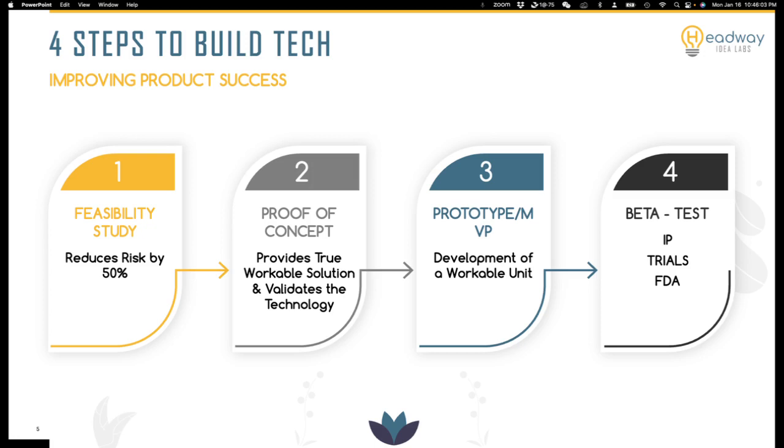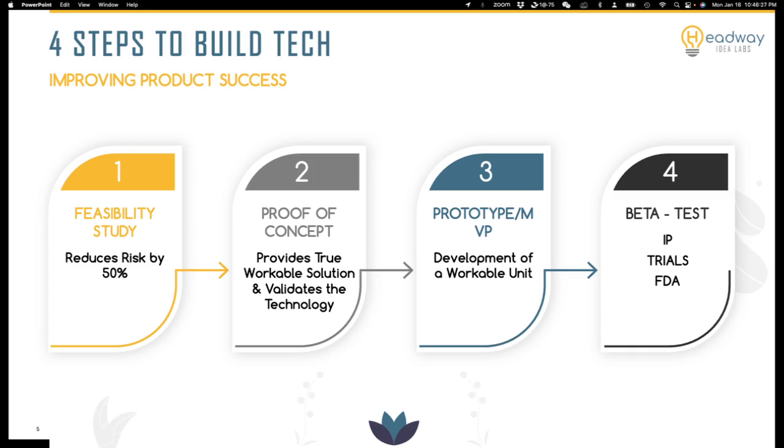So what I tell people to do is create the ugliest version of your product. You buy parts off the shelf and make sure that you can develop this at its basic form to prove that the concept will work. So it's proof of concept. But the feasibility study helps you do a lot of that research.